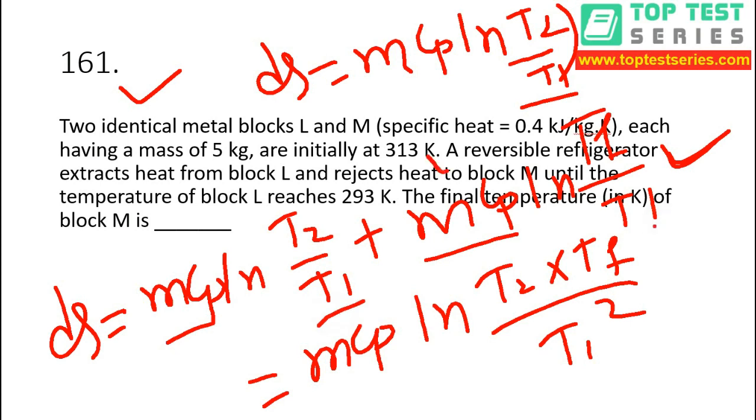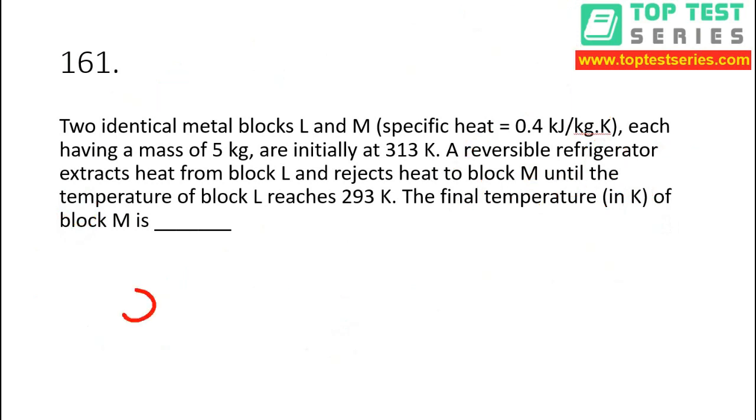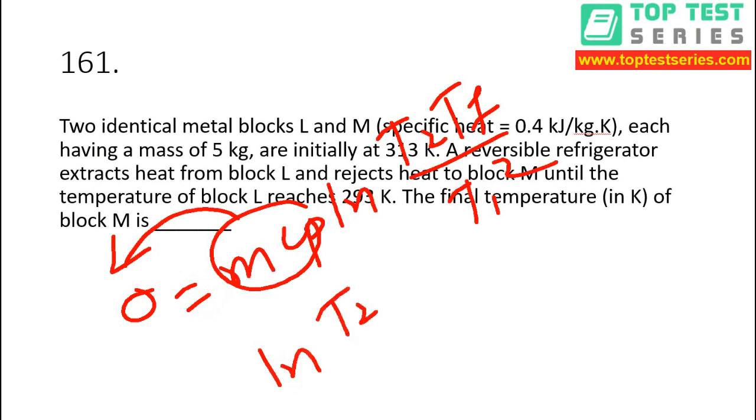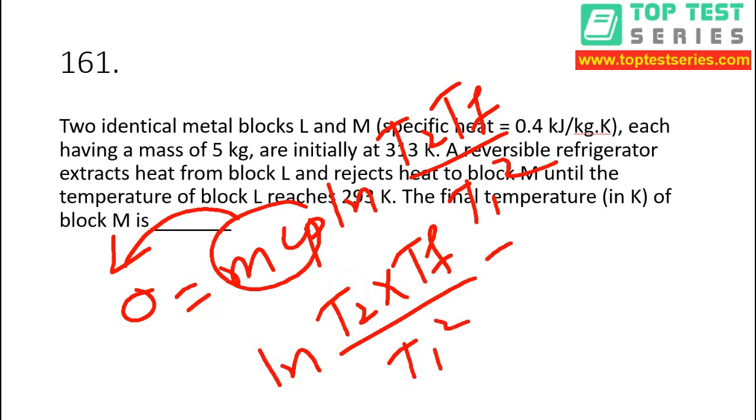Now, because this is the case of a reversible refrigerator, there is no change in entropy. So dS is equal to 0, because entropy is constant in this case. Therefore 0 is equal to m cp natural log of T2 Tf by T1 square. Now send these terms to the other side, so natural log of T2 multiplied by Tf over T1 square is equal to 0.